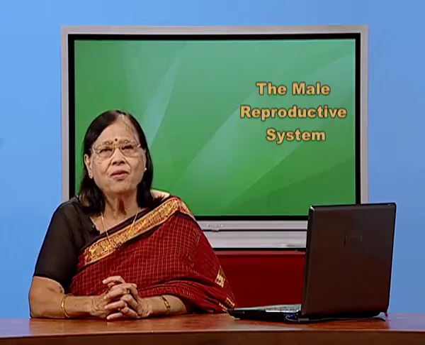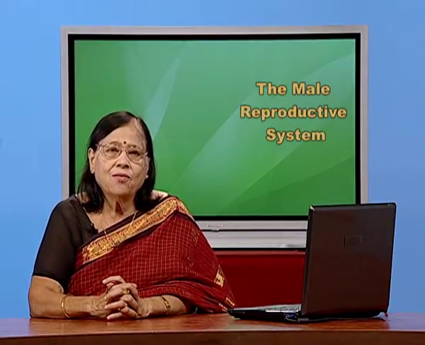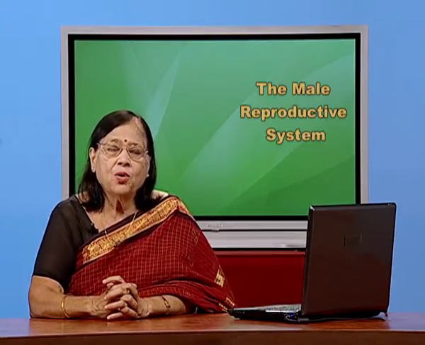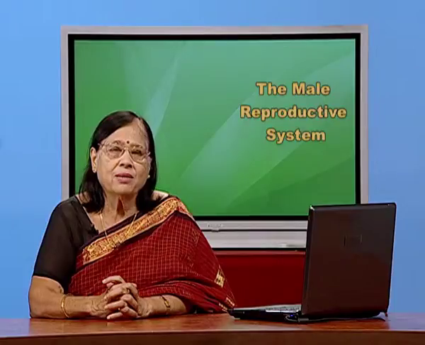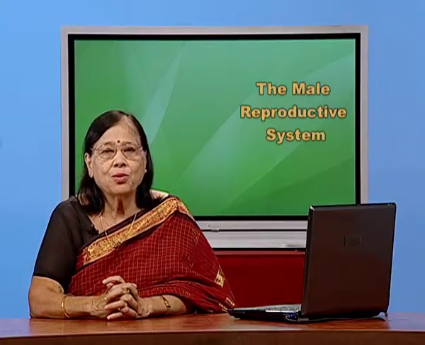Also, you are aware of the fact, children, that our cell has 46 chromosomes, that is 23 pairs. You can also say 22 plus 1 pair: 22 autosome pairs and 1 sex chromosome pair. In the case of man, it is XY; in the case of female, it is XX.